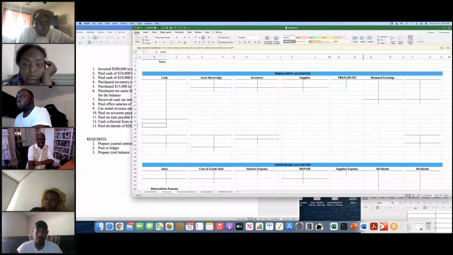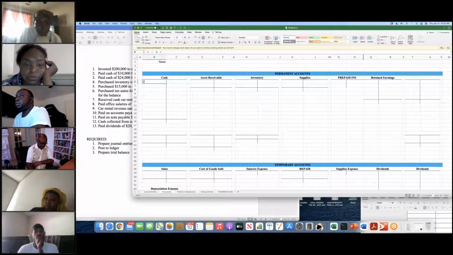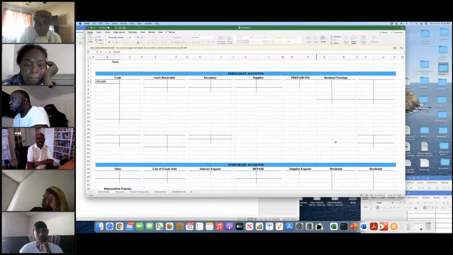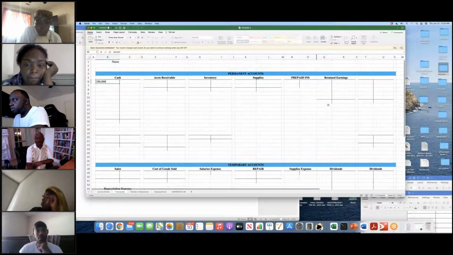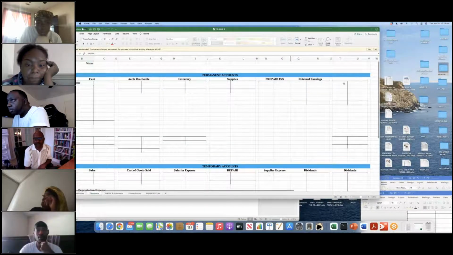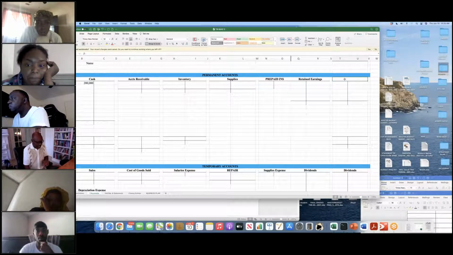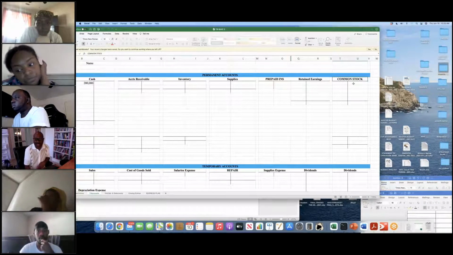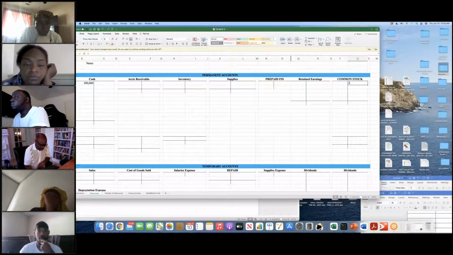So we're going to debit cash for what? $200,000. And what are we going to credit? Common stock. Let me see if I have a common stock account here anywhere. I'll just put it here. It's a little out of order, but let me just put it in here. So, this is just a template that you work with.